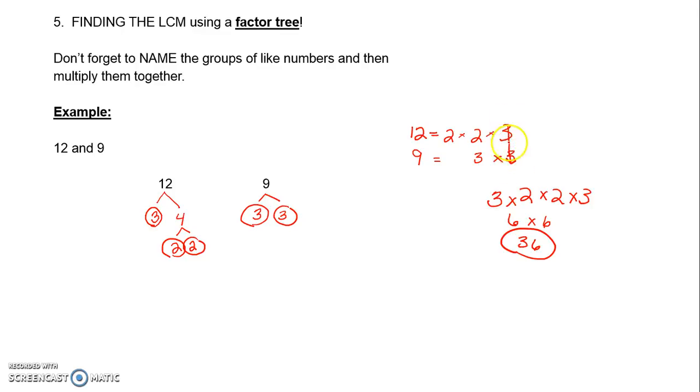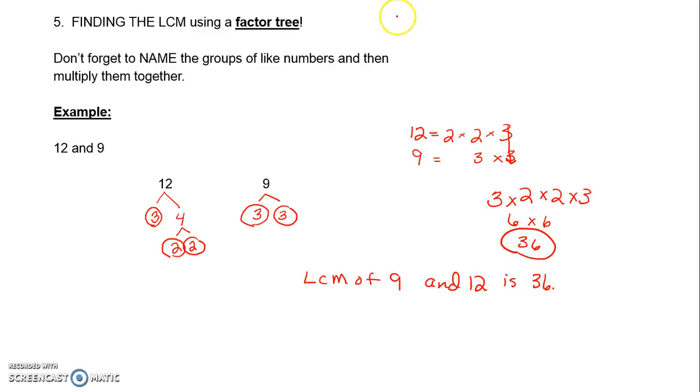It's just important when you have the common factor here of 3, you just bring 3 down as the common factor, and then you have to use every other factor that the two numbers have. So let's just double check that the least common multiple of 9 and 12 is 36. LCM of 9 and 12 is 36.